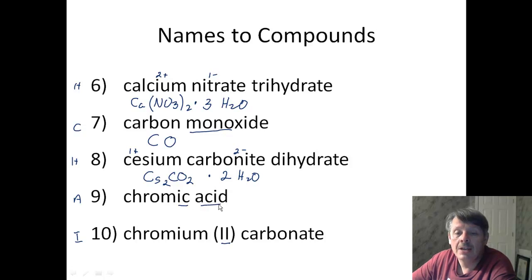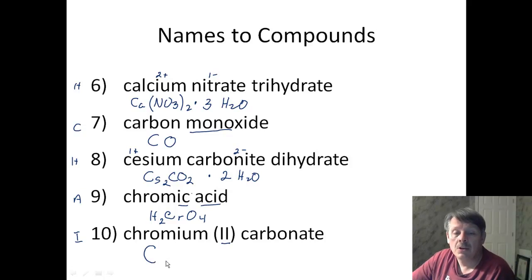Chromic acid. That means I'm looking for chromate. And chromate is an ion that's on your ion chart, and it's CrO4. That's chromate. Now, it has to start with H. Chromate has a 2- charge, so it has to have H2. So it's H2CrO4.